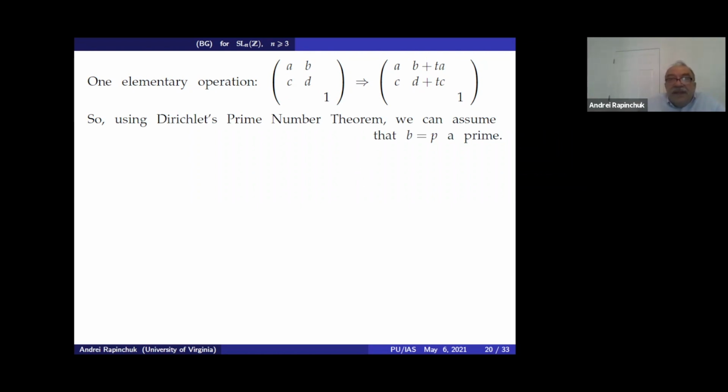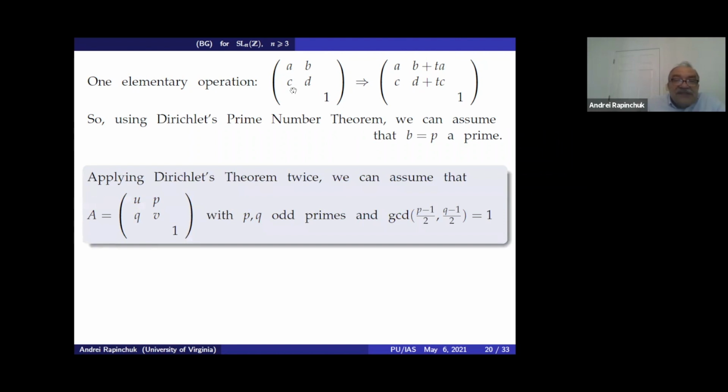Now we can play a similar game with this element C, namely applying Dirichlet's theorem twice and using some computations. We can actually assume that our matrix is of the form where both P and Q are odd primes, and the GCD of these numbers is 1. That's not difficult, but again, it uses Dirichlet's theorem. Now, what's the point of this?